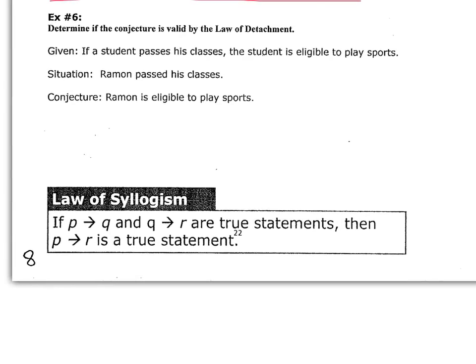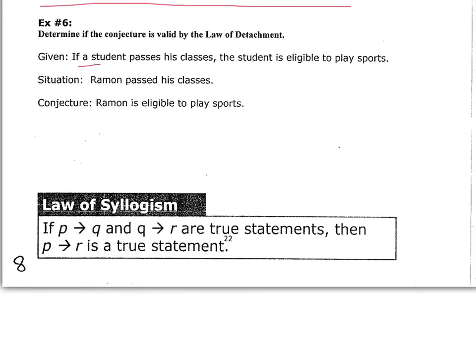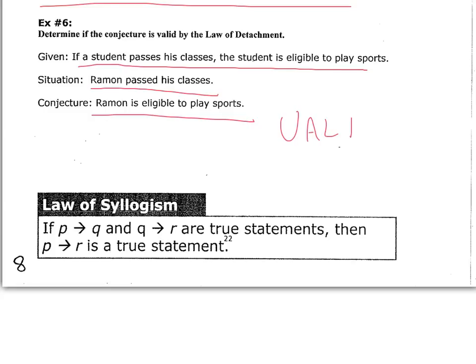Okay, one more for law of detachment. This one says, if a student passes his classes, the student is eligible to play sports. Okay, so since Ramon passed his classes, Ramon is eligible to play sports. Well, since the first thing is true, then the second thing must follow. Okay, so since Ramon passes classes, he obviously can play sports. So this one is, of course, valid.